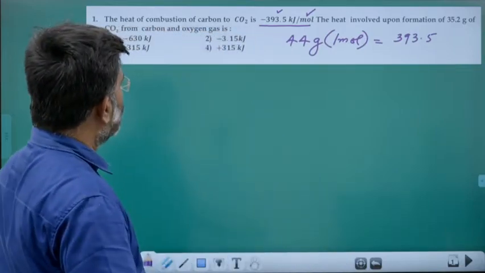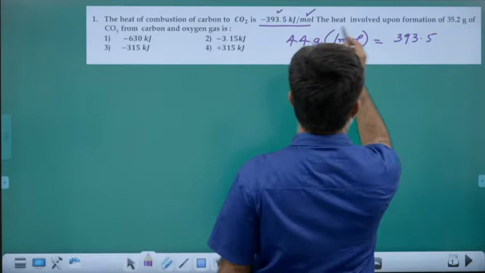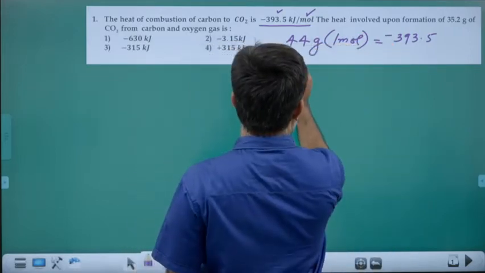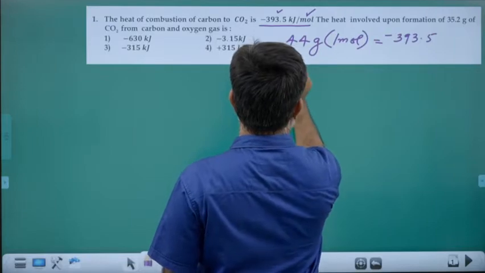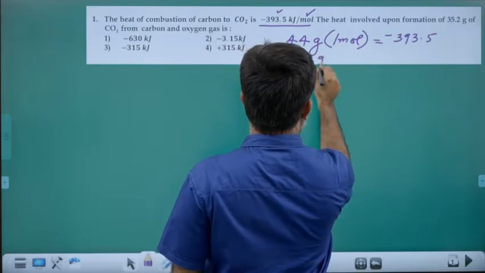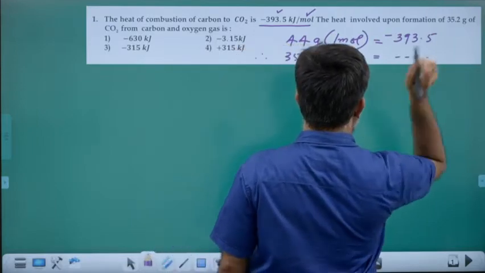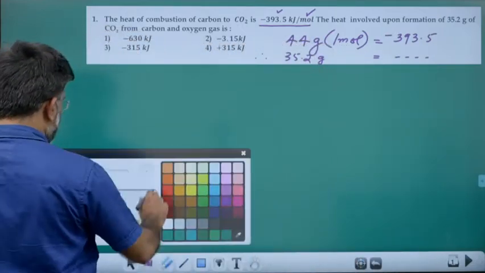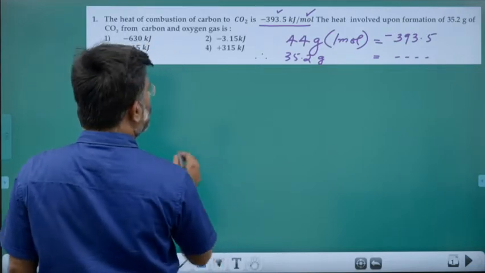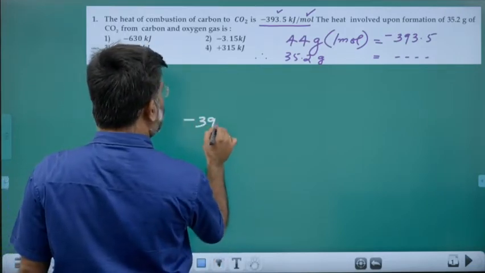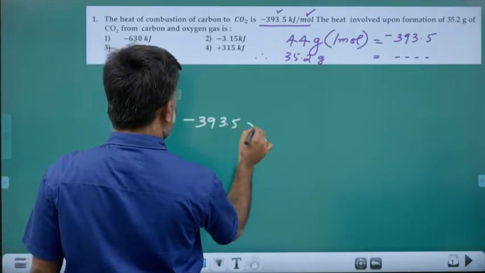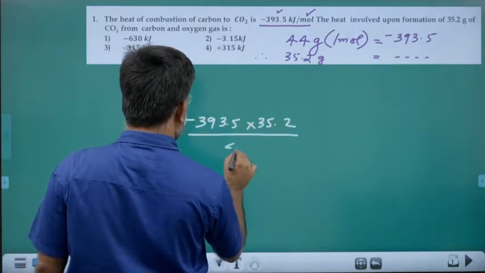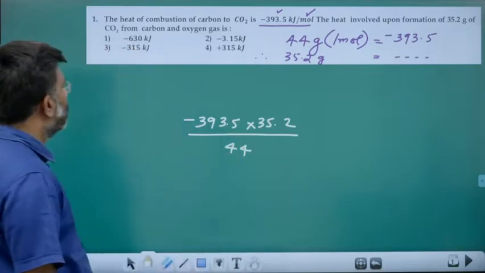Now the heat involved upon formation of 35.2 gram. For 35.2 gram, how much is the heat? That's all. So how to calculate? It is minus 393.5 into 35.2 divided by 44. That's it.